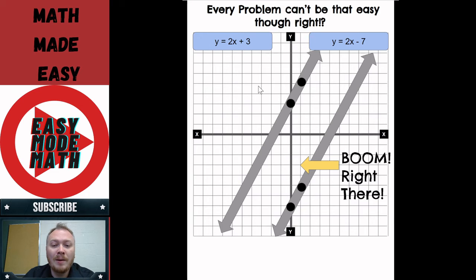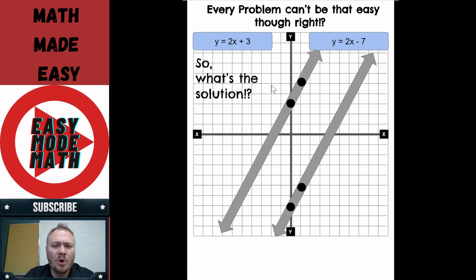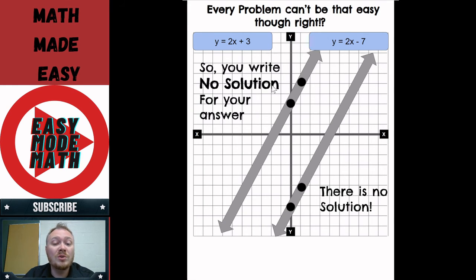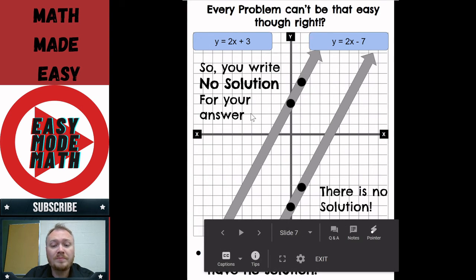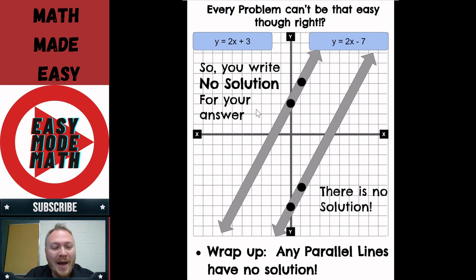Right there. Wait, they don't cross. So what's the solution then if they don't cross? There is none. There is no solution. If they don't cross, there's no point in common, and there will be no solution. It's not bad, right? So you're going to write down for your answer, no solution, okay? Wrap up. Any parallel lines, those two lines that don't cross, will have no solution. So that's a good one to remember.